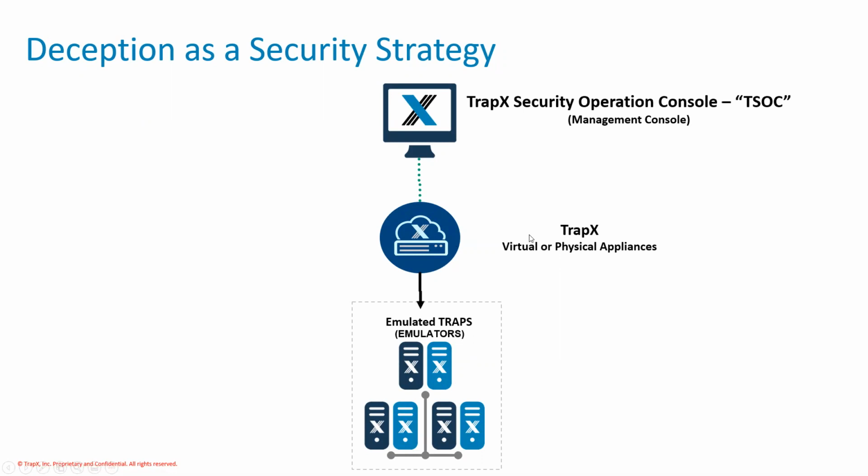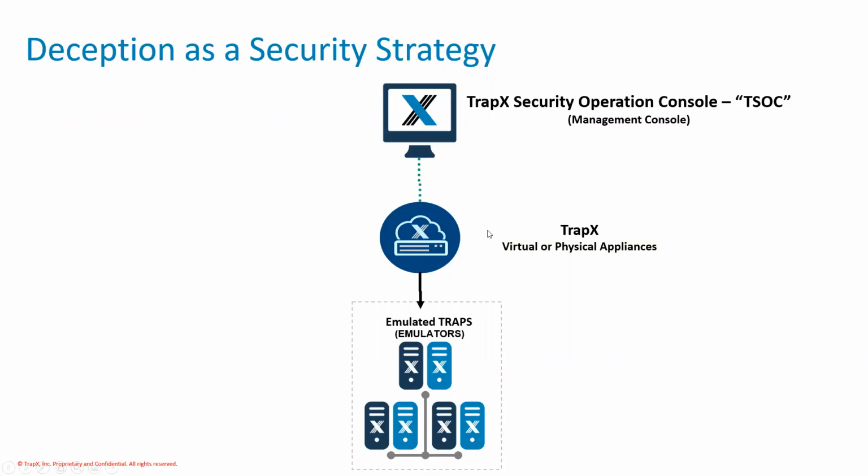So just very quickly on the architecture of Deception Grid, the first two components that would be deployed in any solution are the TrapX Security Operations Console. We call that TSOC for short. This is our management console that manages all components of the TrapX Deception Grid platform. This is a virtual web GUI and incredibly easy to deploy. The second part of the first phase of deployment is the TrapX appliance.